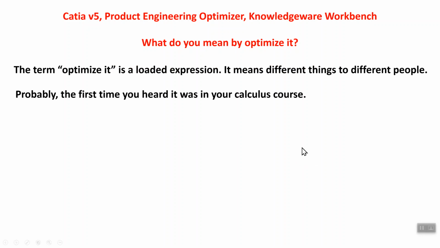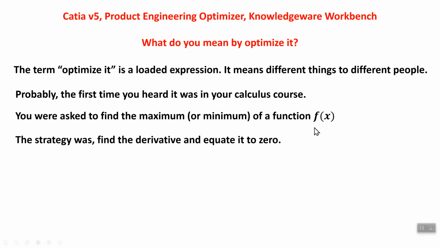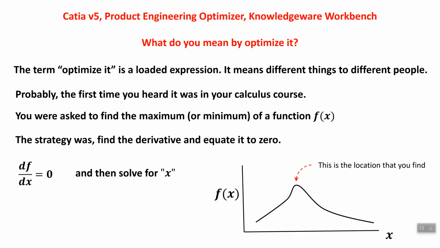Now, probably the first time that you ever heard of this was when you took your first calculus class, where you were supposed to find the maximum or minimum of a function of, let's make it simple, a single variable x. And you remember that you were told to take the derivative, set it equal to 0, and then solve for x. So this was the strategy you were shown in your first year calculus class.